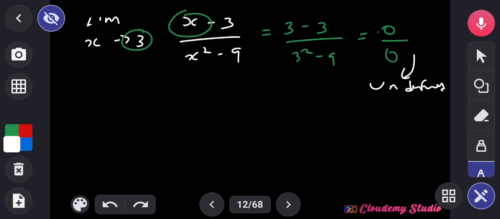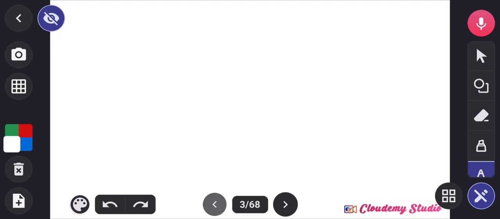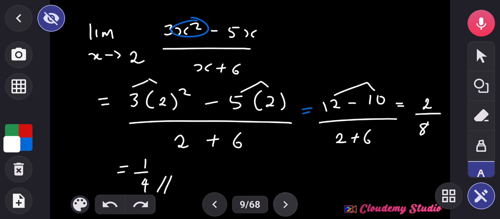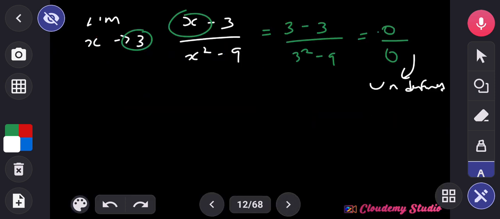Now, remember that in our previous theorem we mentioned that our g of x, which is our denominator, must not be equal to 0. Since we calculated this one and we have 0, something is wrong somewhere. We must not have anything divided by 0. You understand? Because we must not get an undefined answer, which means we can look into this particular one.